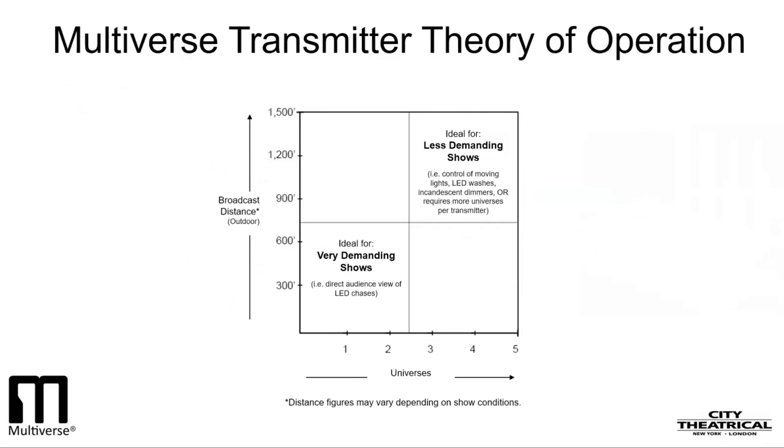In our webinar on Multiverse Node, we touched very briefly on the Multiverse radio's data rate, and we'll go deeper today since this is an important concept in the setup of the transmitter. The Multiverse radio's data rate influences broadcast factors such as fidelity, transmission distance, and the number of universes that can be sent, and this in turn directly influences our choice of show ID. In this chart, we can see that the most demanding wireless DMX challenges, such as direct view LED chases, require shorter broadcast distances and fewer universes broadcast per multiverse radio than less demanding shows do. Less demanding shows would be described as most shows with moving lights, LEDs, and conventional dimmers.